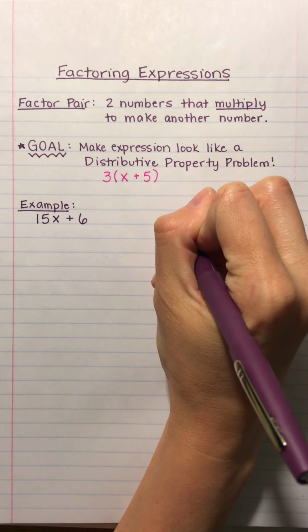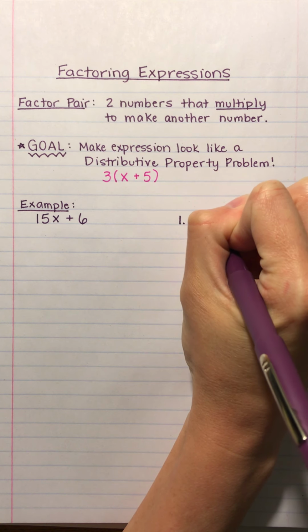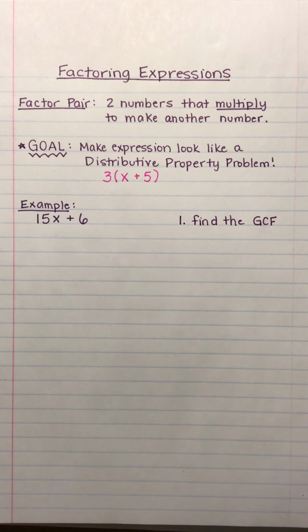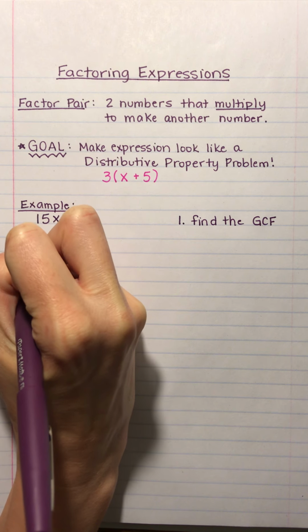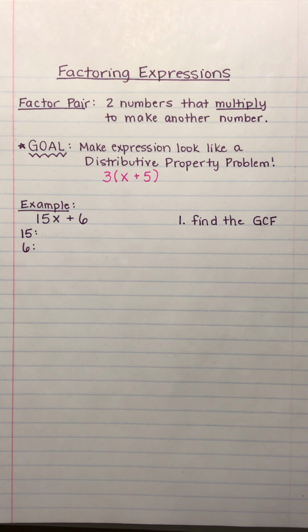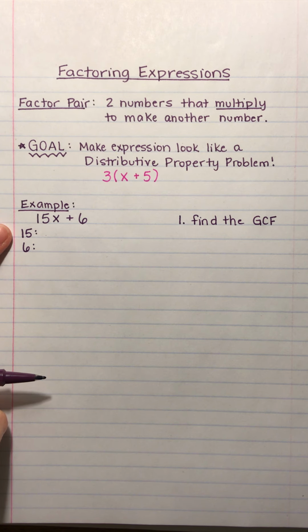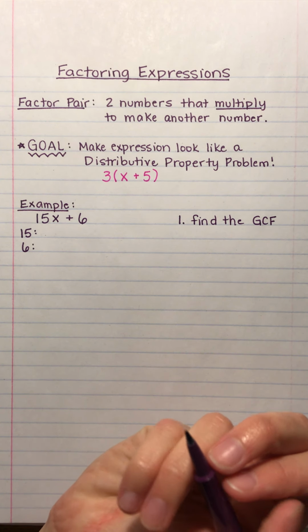common factor. So over here, I'm just going to write some steps for you. So I want to find the greatest common factor. In order to do that, I am going to list both of my numbers, and I want to write down as many factor pairs, two numbers that multiply together to make either one of these. So I'm thinking, what two numbers multiply to make 15? What two numbers multiply to make 6? And I want to think of as many as possible. It doesn't matter the order they go in.